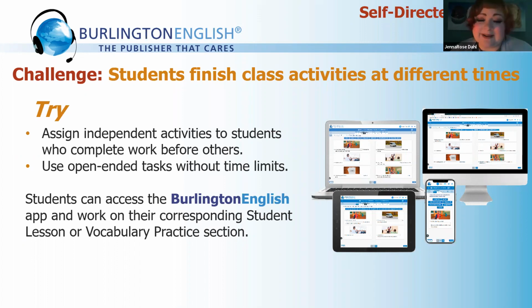Also giving students just open-ended tasks that don't have specific time limits. For example, some writing activities aren't going to necessarily have an I'm done. You can really write for a long time. Mhm. And then some teachers also suggested that this is a great time to have students work on their Burlington English student lesson or their vocab practice. So to say, okay, once you finish with this class activity, I'm going to have you start on your homework. So you're going to pull up your phone or open up your computer to do the corresponding homework for our lesson.